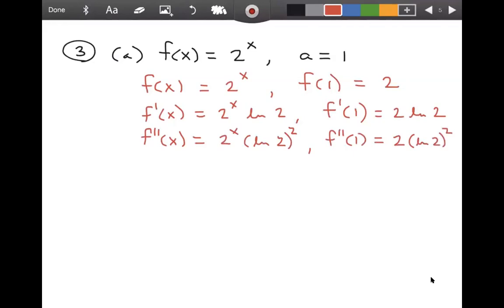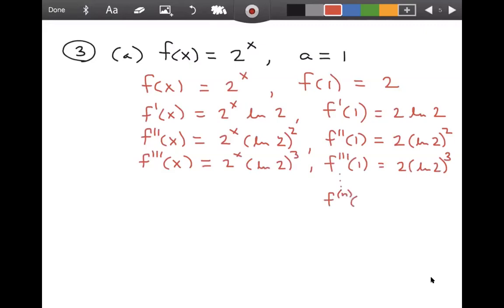All right, I'm starting to suspect that I know what the pattern is. Let's check one more. Derivative of 2 to the x is 2 to the x natural log 2. And we have this other natural log 2 squared. So you put them all together, you get 2 to the x times natural log 2 cubed. And that function at 1 is equal to 2 times natural log 2 cubed. So it looks like the nth derivative of f at 1 is 2 times natural log 2 to the n, right?